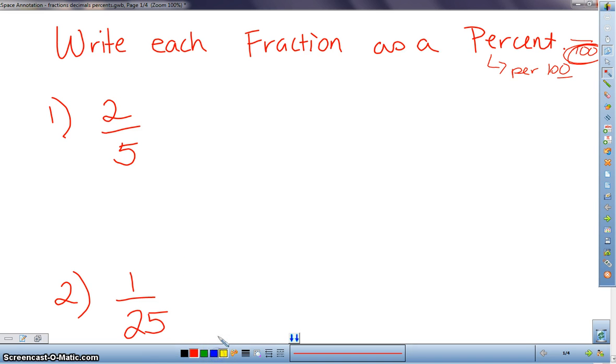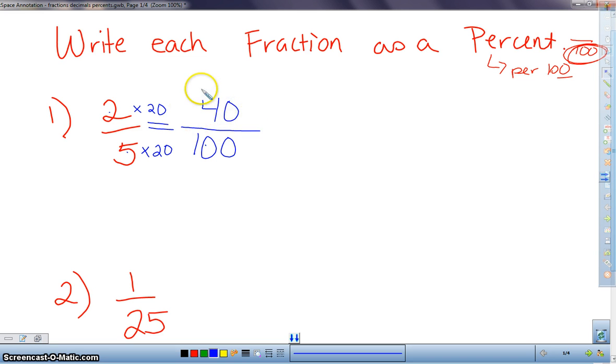So looking at our first problem, 2/5. What I want to happen is I want to get 2/5 to represent a fraction out of 100, so therefore I can write it as a percent. Because I want 5 to become 100, I'm going to multiply 5 by 20, because 5 times 20 is 100. Therefore you multiply the numerator by the same thing. 2 times 20 is 40. So now I have this 40 being compared to 100. That represents 40%. So 40% means the same thing as 2/5, or 40 hundredths.